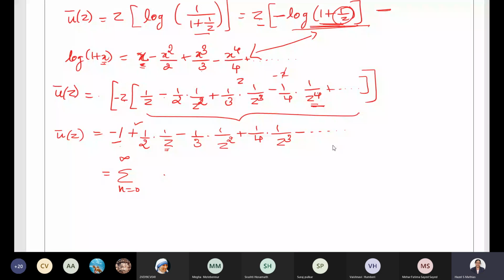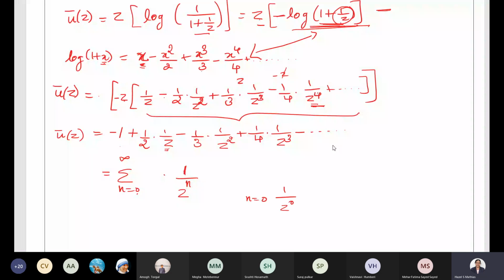1 by z raised to n minus 1, ma'am. 1 by z raised to n minus 1. We will check whether it happens. We put n equal to 0. What happens here? Z power minus 1. But in the first term there is only 1. There is no z term at all. So n minus 1 is not possible. N is possible, because put n equal to 0.